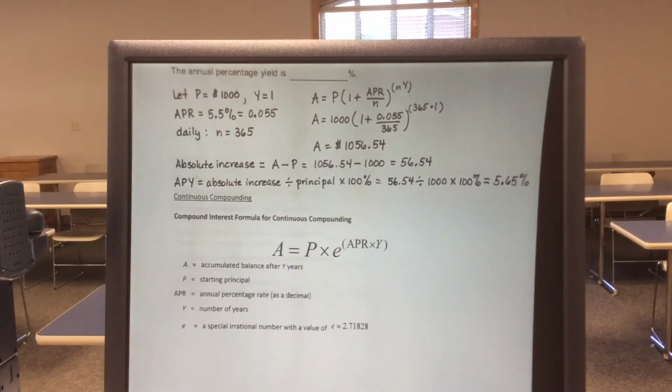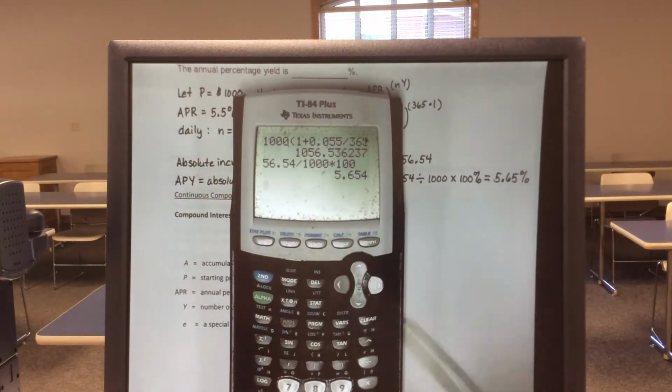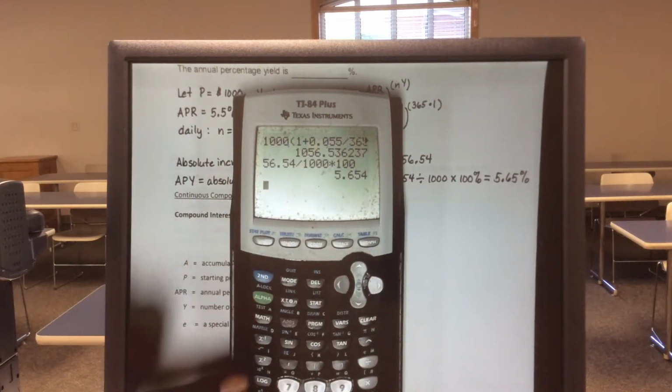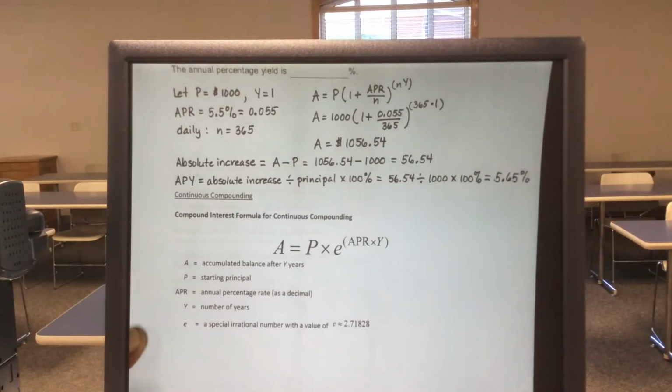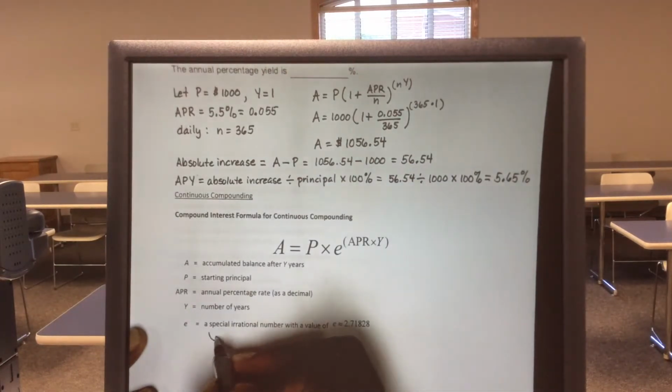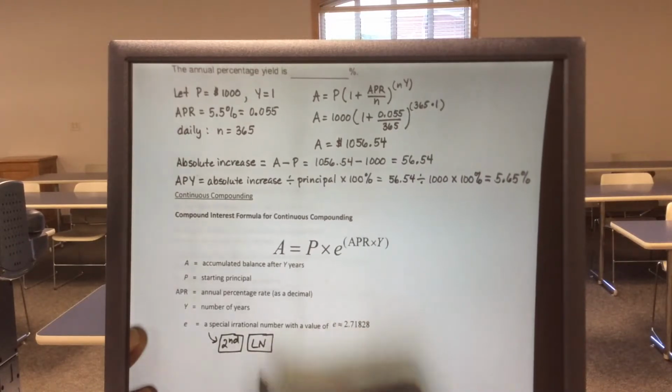And on your calculator, you do have the E. To get that, you'll have to press this key, second and the LN key. Second and LN will give you the E. So on the calculator, second, and then LN gets you the E.